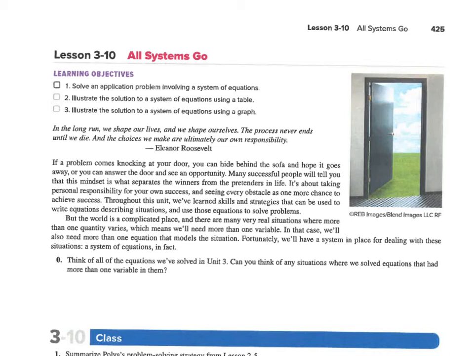Alright, so our objectives in Lesson 310 are to solve an application problem involving a system of equations, and to illustrate the solution to a system of equations using a table and, of course, also a graph. We are going to do a little bit of Desmos work here. Desmos really is useful for solving systems of equations.